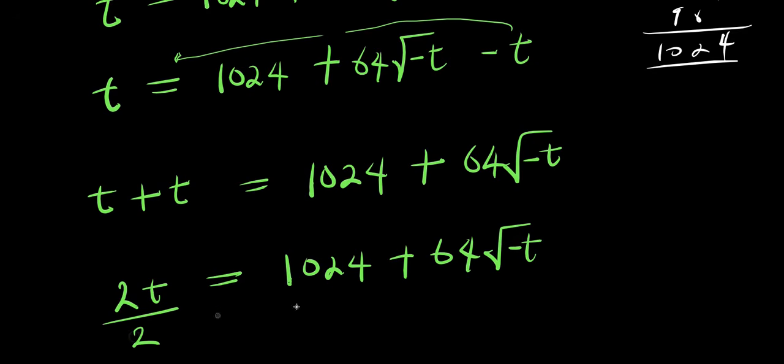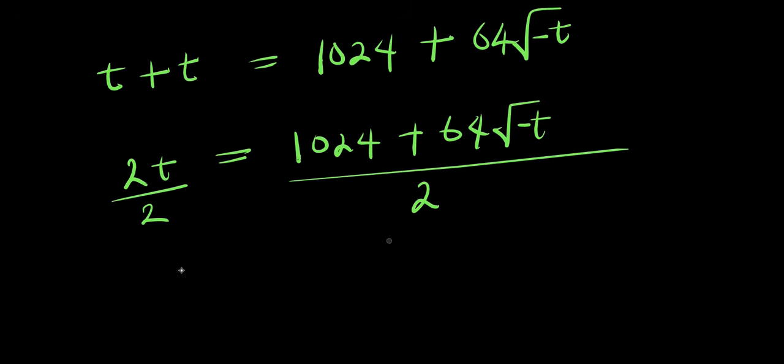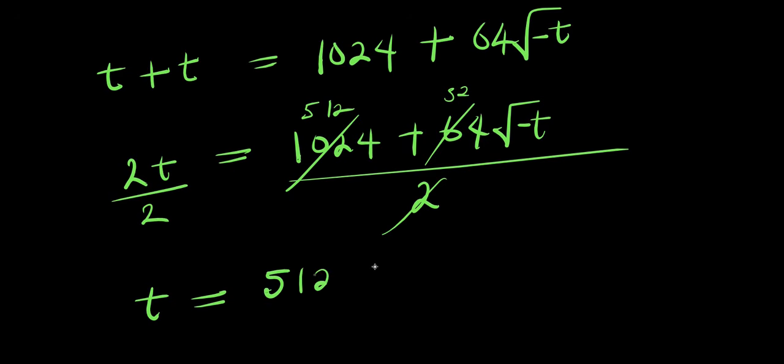I can divide this by 2. Divide this by 2. 2t divided by 2 is t equals, this will be 512, and this will be 32. 512 plus 32 root minus t.